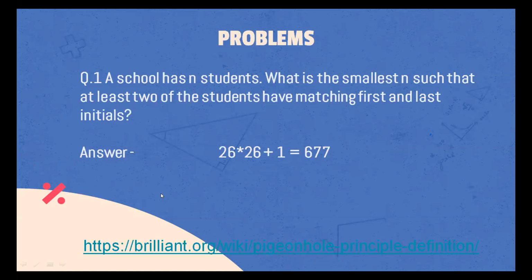Okay, so this is a small problem based on the strong form of the pigeonhole principle. A school has n students. What is the smallest n such that at least 2 of the students have matching first and last initials? And the answer is 26 times 26 plus 1, which is 677. But I want to know why. Can any of you explain this to me?